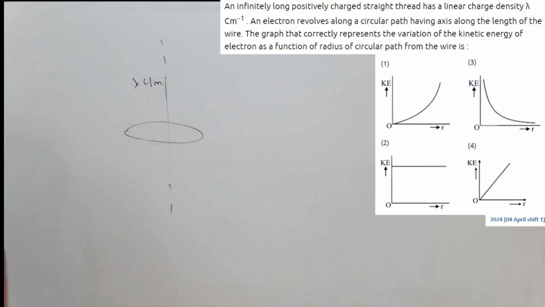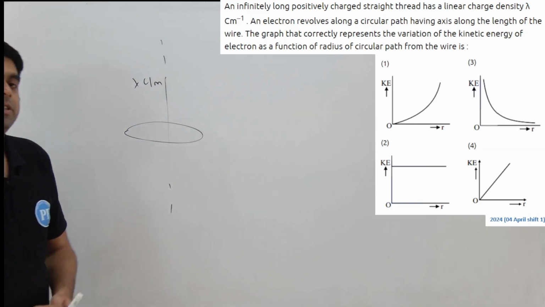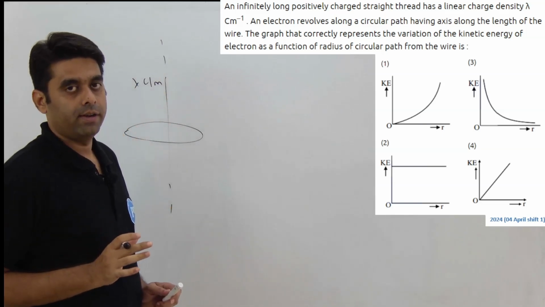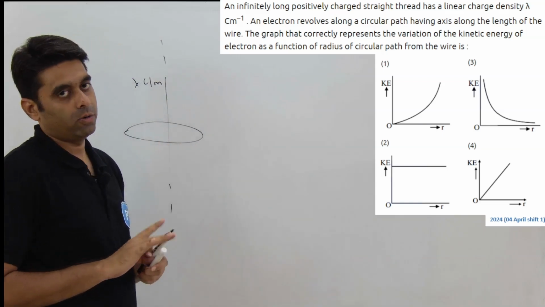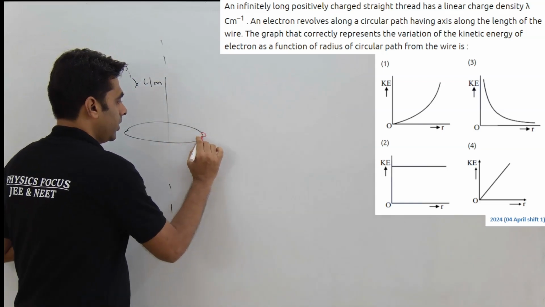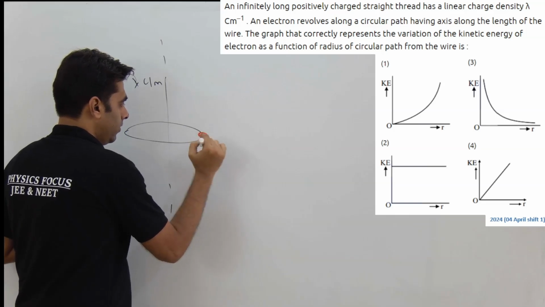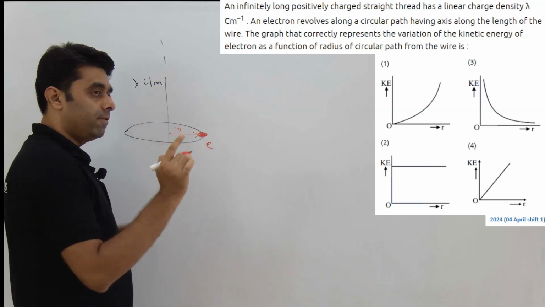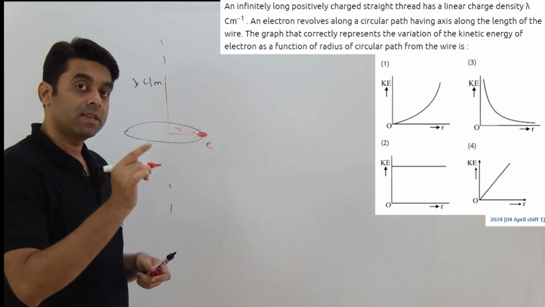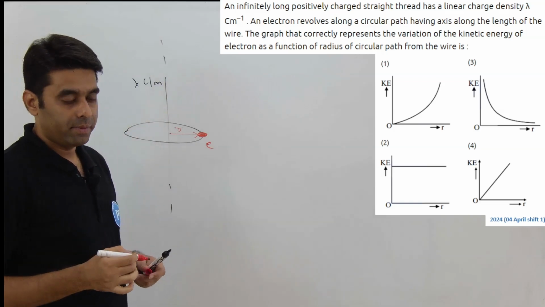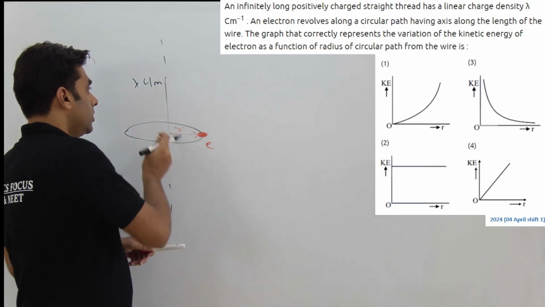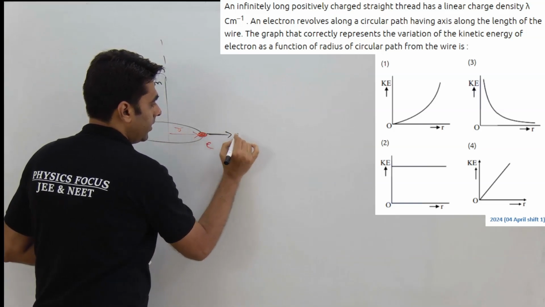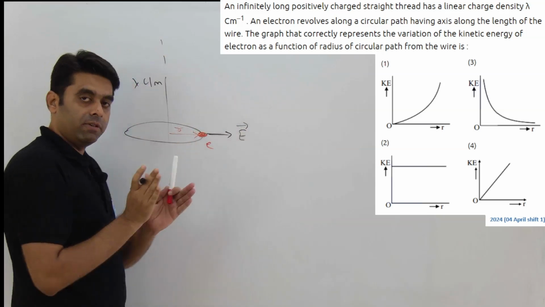Let's do. So beta, they are asking us the relation between graph, that is the graph between your kinetic energy and radius, this distance from the wire. How to do it? Let's say that the electron is over here. This is the electron which is moving in a circular path at a radius of r. If the electron is moving in a circular path, that means some force will provide the necessary centripetal force. Which force will provide? This long wire will be producing an electric field, and this electric field will be radially outward.